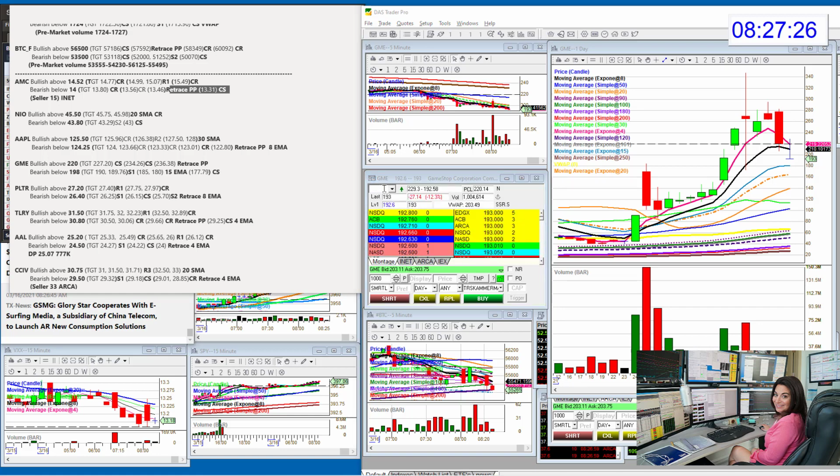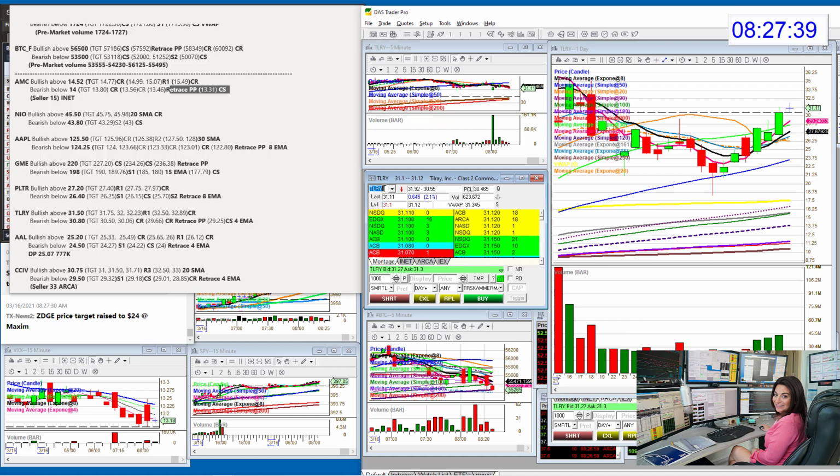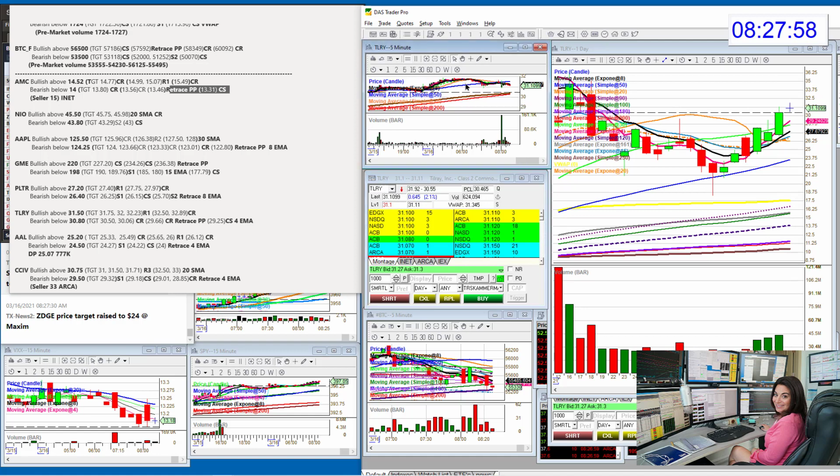Next one's going to be PLTR. Bullish above 27.20, bear below 26.40. Tilray, going to be bullish above 31.50 and bearish below 30.80. Yeah, I love this one. Nice open space on both sides for the retracement, or if it wants to be a gap and go higher. Watch that 15 EMA after the open and see if it can stay above it or below it. That tells us a lot.